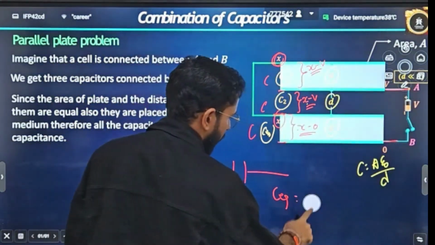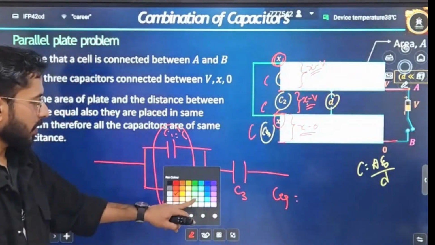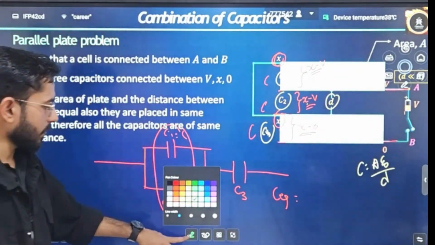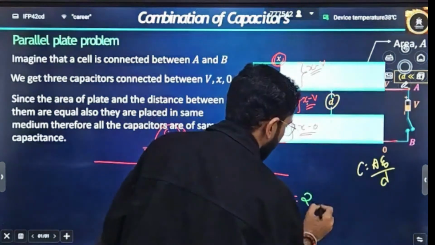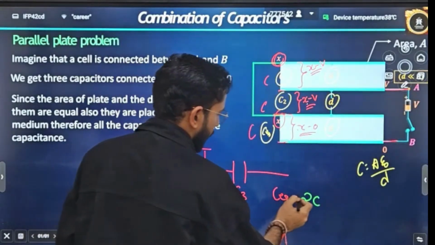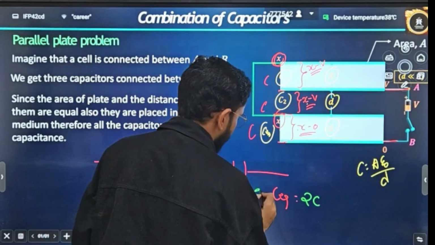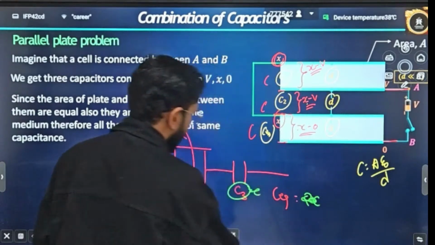It is the formula for series combination. If it is connected in parallel, the formula will be for series. Here C equivalent will be 2C, and this C and this 2C equivalent is equal to C3. That means these two are in series.